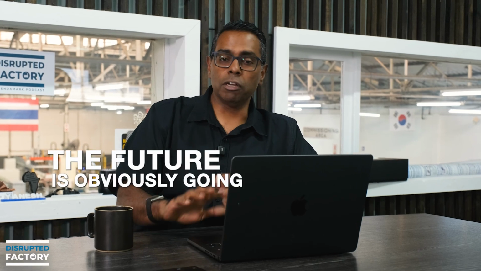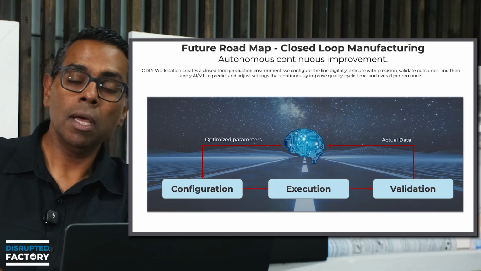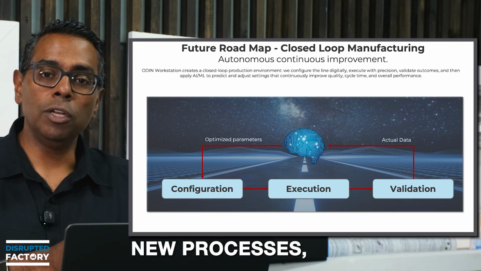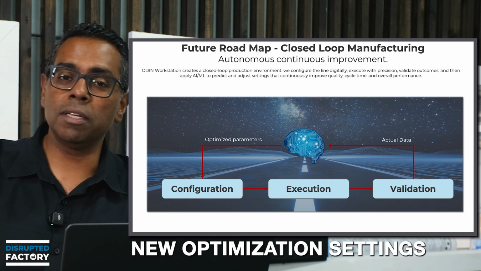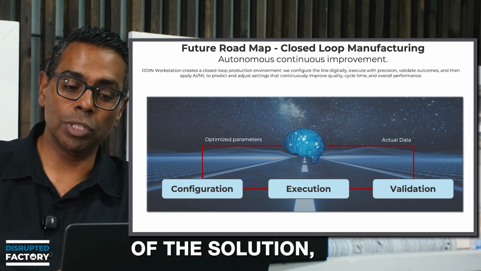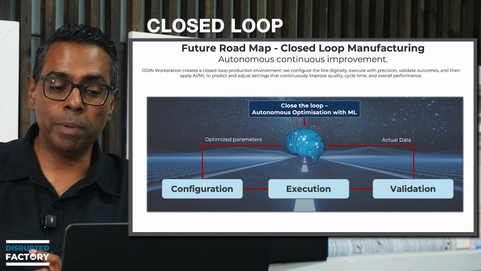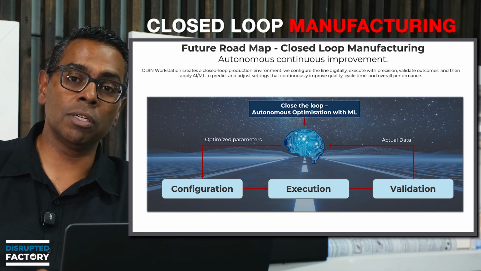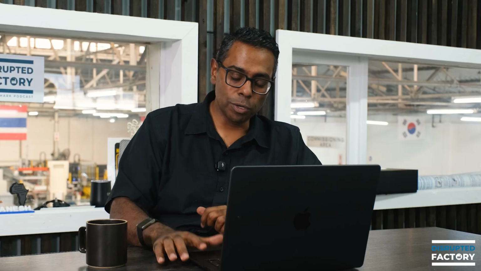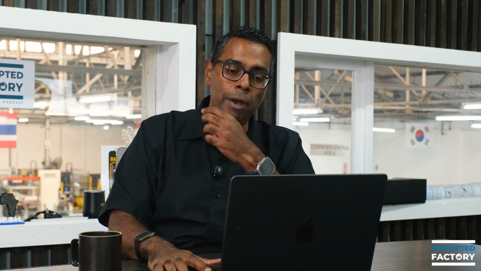So the future is obviously going to be related to AI. Now I can use machine learning to predict new processes, new optimization settings, because I have the digital twin of the solution. And this is this idea of closed loop manufacturing or autonomous optimization using machine learning. So I'll give you two examples of how we're preparing ourselves for the future.